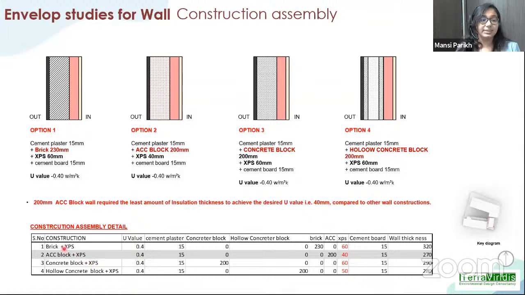As you can see, these are the construction assemblies which were proposed to the client for brick, AC, concrete, and hollow concrete blocks, which had cement plaster, concrete blocks, XPS, and the cement board requirement on the internal side. So only 40 mm insulation was required for the AC case, with a thickness of 270 mm, so the client went with this case for AC block construction work here.